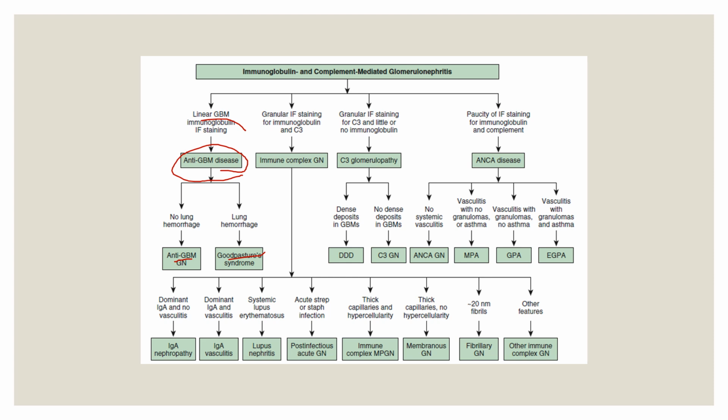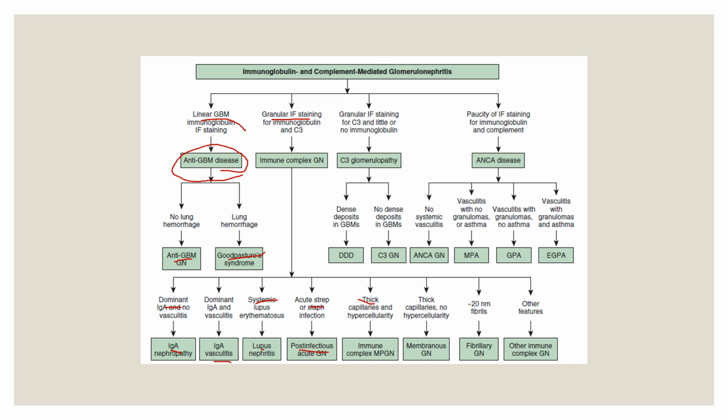Now, if there is granular immunofluorescence staining with immunoglobulin and C3, it is immune complex glomerulonephritis. If there is dominant IgA, it's called IgA nephropathy. If there is IgA with vasculitis, you call it IgA vasculitis or Henoch-Schönlein purpura. It can be seen with SLE, you call it lupus. Again, there are 6 types of lupus nephritis. If there was a history of streptococcal pharyngitis, you call it post-infectious.